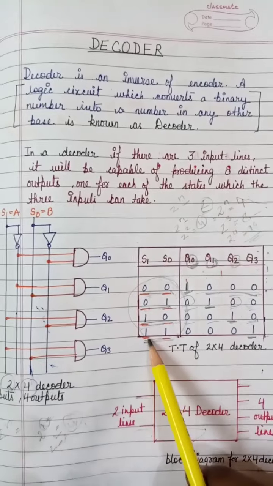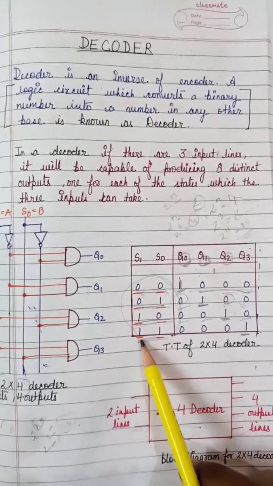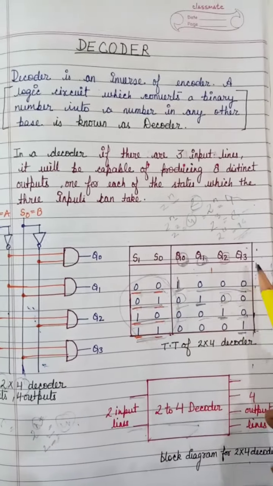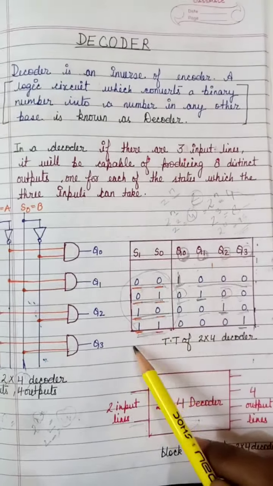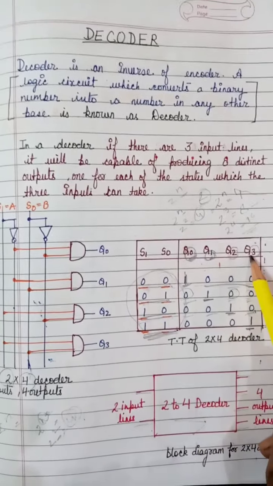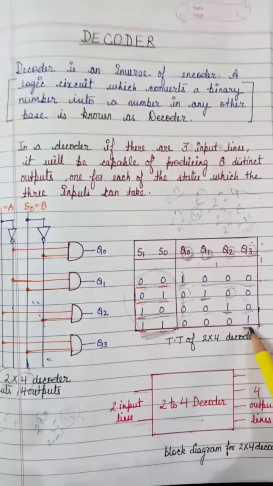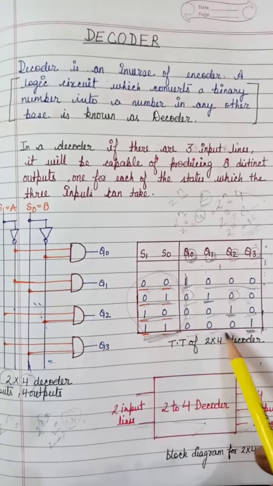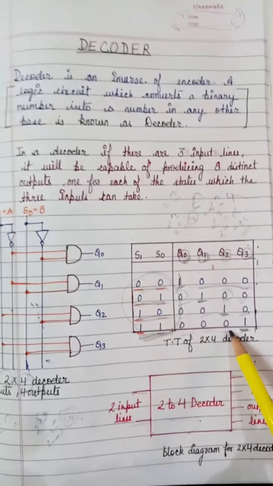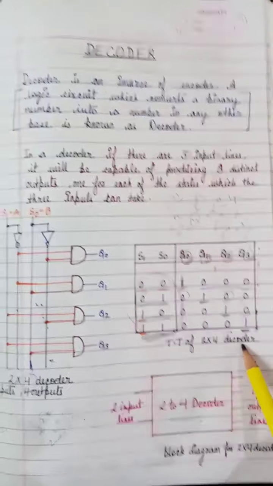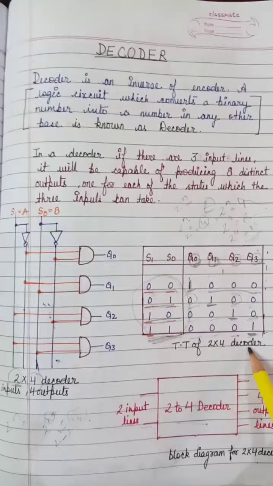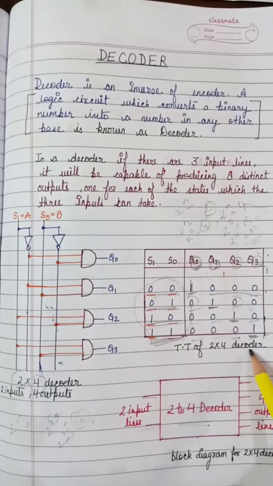Now, 1, 1. This is the binary equivalent of 3. What will be the decimal equivalent of this binary? 3. So, in this column there will be 1 and in the rest of the columns there will be 0. So, this is the truth table of 2 to 4 decoder. Similarly, you can draw the truth table for 3 into 8 decoder, 4 into 16 decoder also.